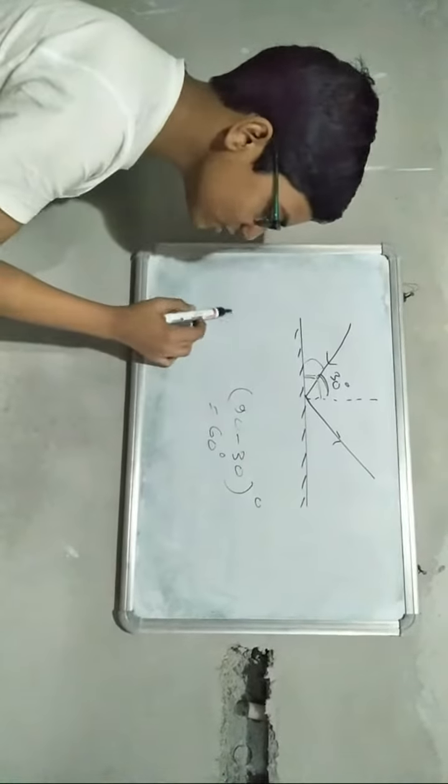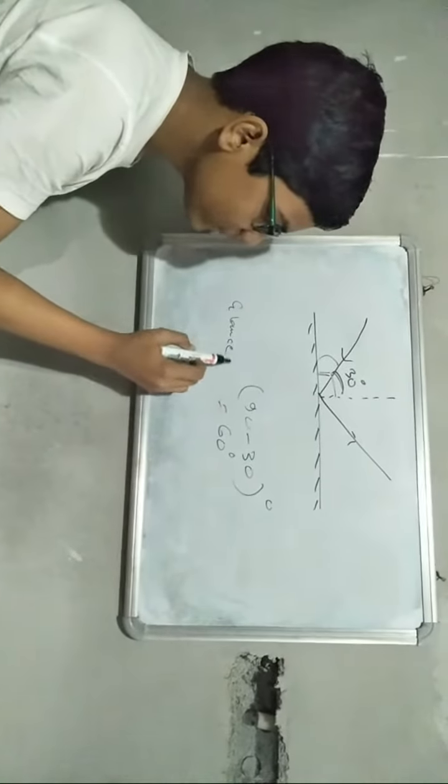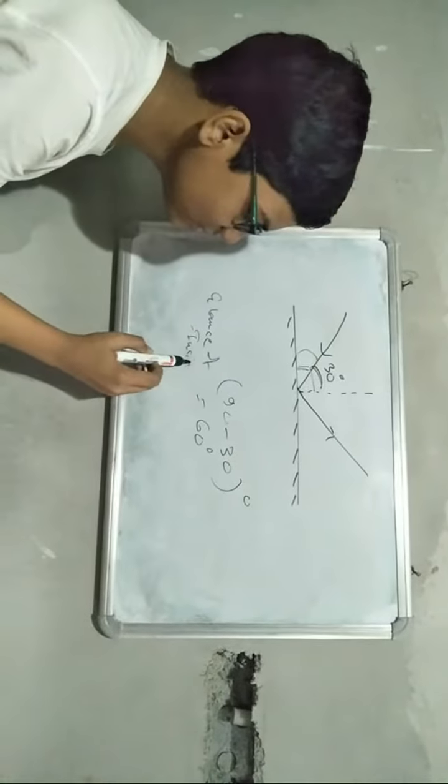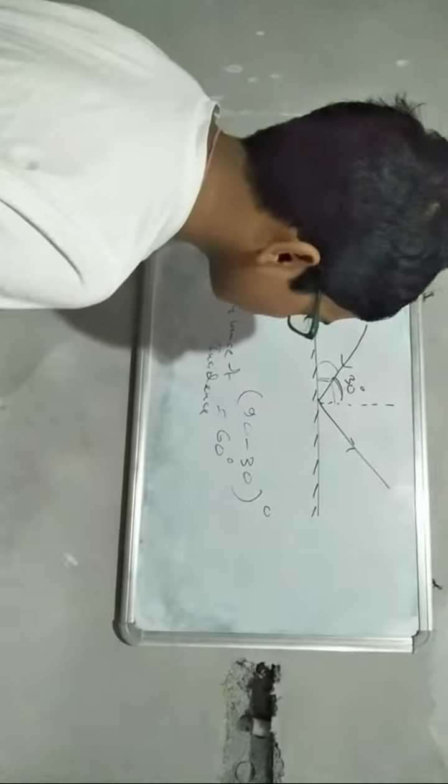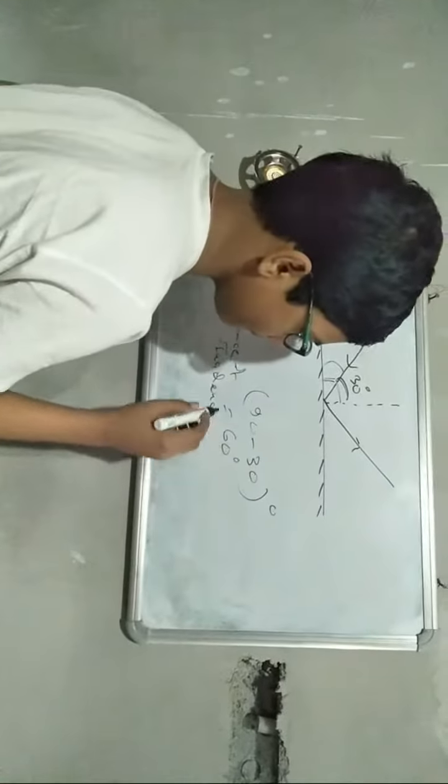So the glancing angle of incidence is equal to 60 degrees.